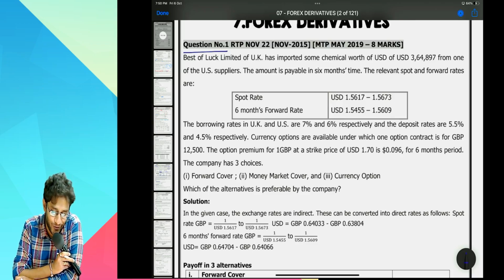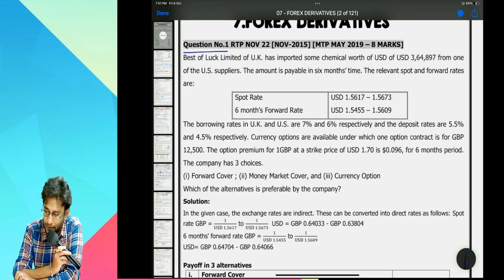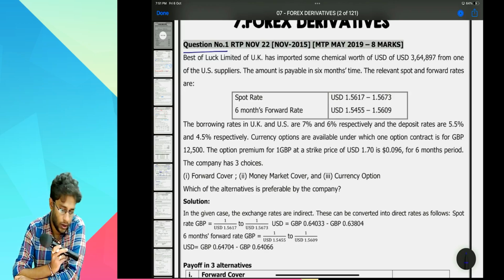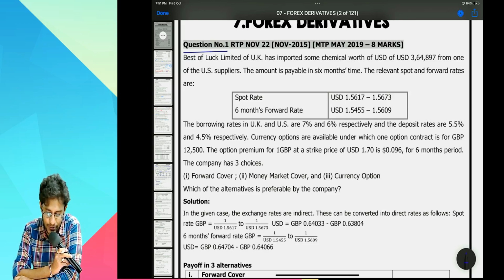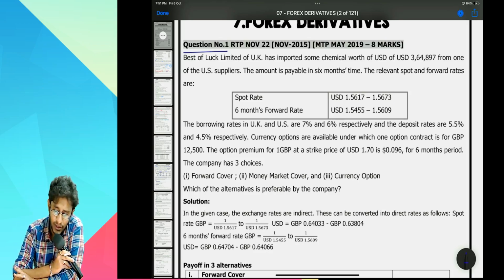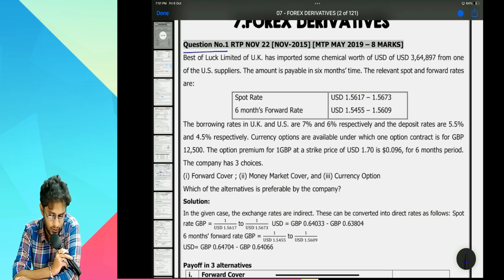Best of Luck Limited of UK has imported some chemicals worth US dollar 364,897 from one of the US suppliers. Imported, so definitely FC payable. The amount is payable in 6 months time. The relevant spot and forward rates are given, spot rate and forward rate. On the right hand side the dollar is there, so that is 1 pound equals so many dollars. Next, the borrowing rates in UK and US are given. Deposit rates are also given.